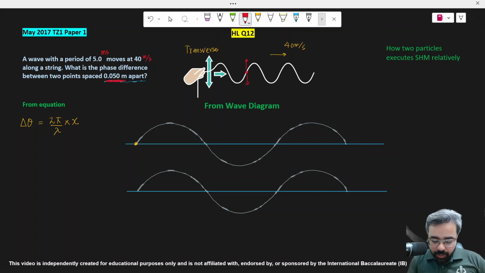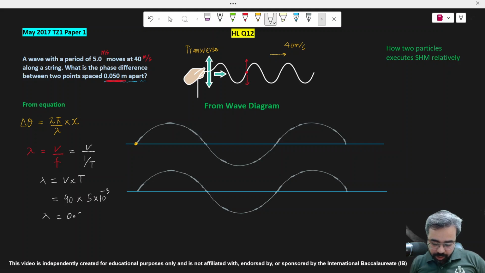Now we need the wavelength, and the wavelength is equal to the speed of the traveling wave divided by the frequency, which you can write as v over 1 over time period. So lambda is equal to v multiplied by the time period, and the speed is 40 meters per second multiplied by 5 milliseconds, so 5 multiplied by 10 to the power negative 3. So, dear students, that is going to be 0.200 meter. This is the wavelength of the wave.